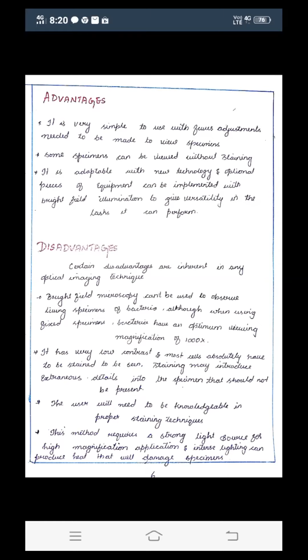The method requires a strong light source for high magnification applications. The intense lighting can produce heat that will damage the specimen. When we pass high light, it may damage the specimen. Next, dark field microscope.